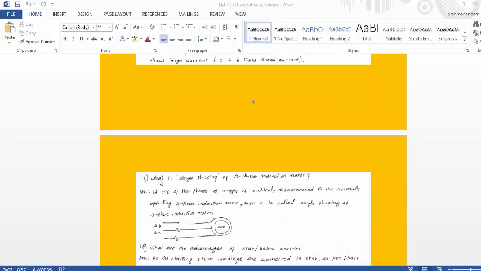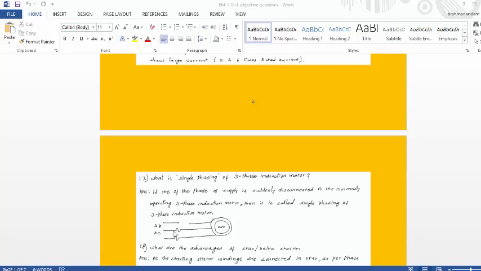Next, 17th question. What is the single phasing of three-phase induction motor? Answer. If one of the phase of supply is suddenly disconnected to normally operating three-phase induction motor, then it is called single phasing of three-phase induction motor. The circuit is like this.